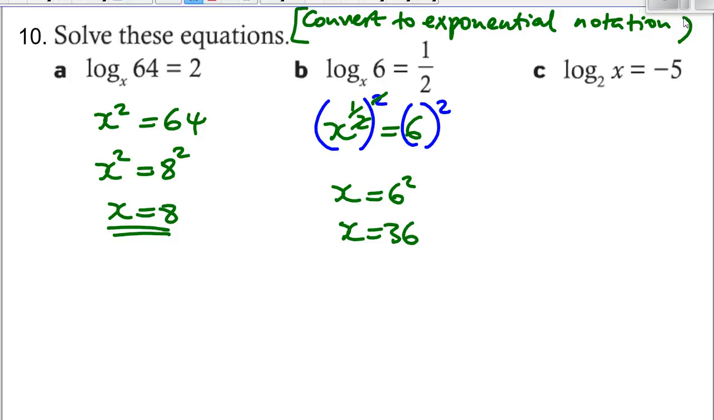Next one here, we have this convert to exponential notation or exponential form. So 2 to the power negative 5 is equals to x. So x will be 1 over 2 to the power 5 if you remember negative indices. So x will be 1 over 32.